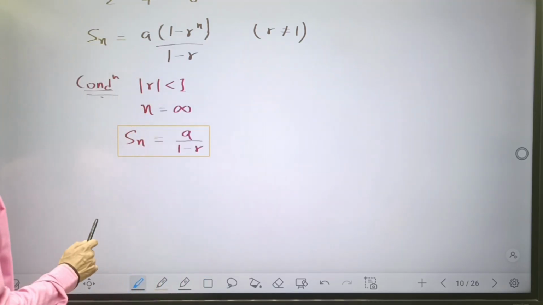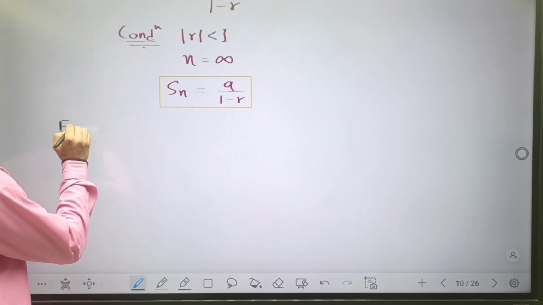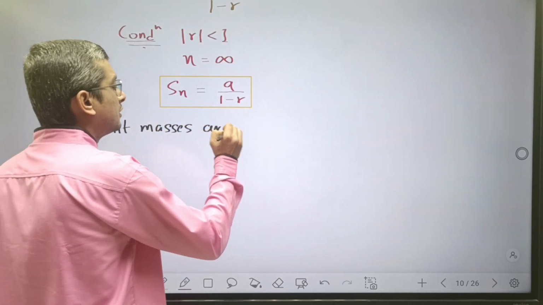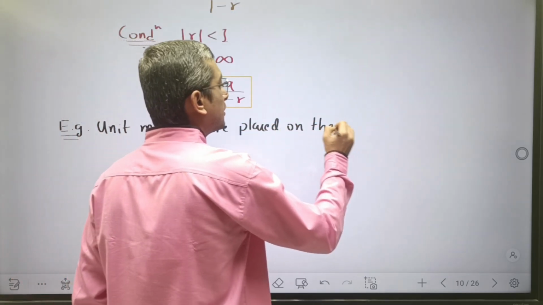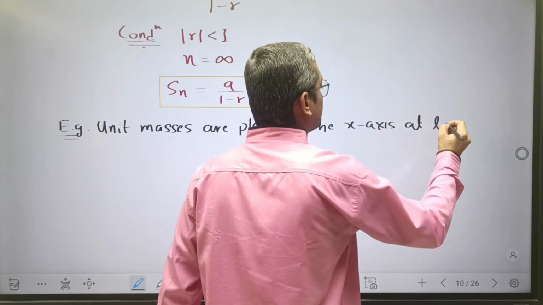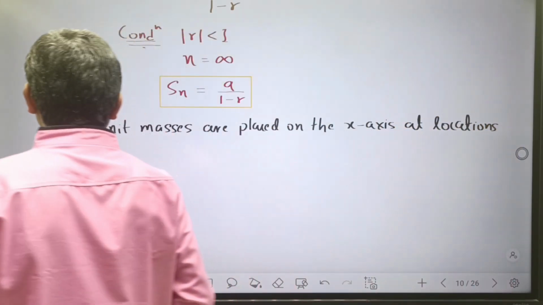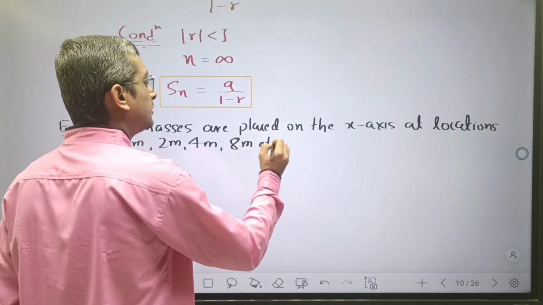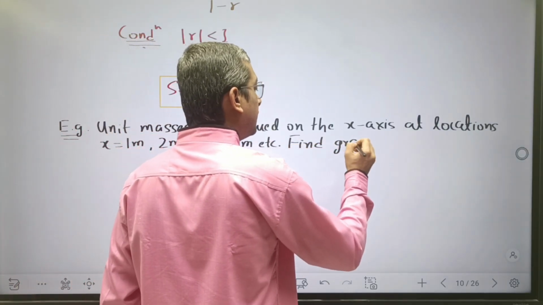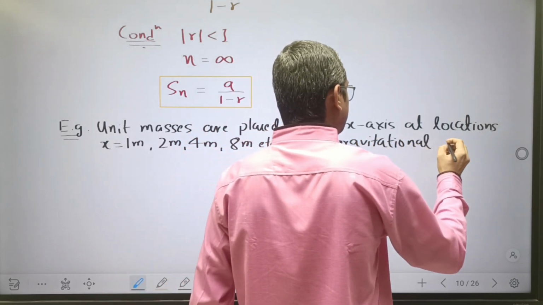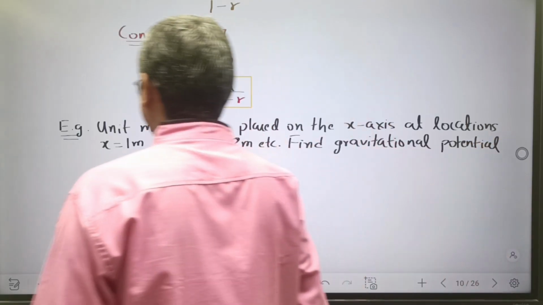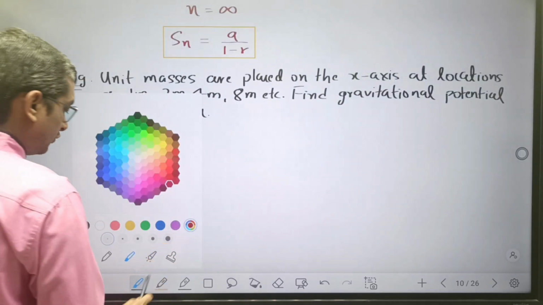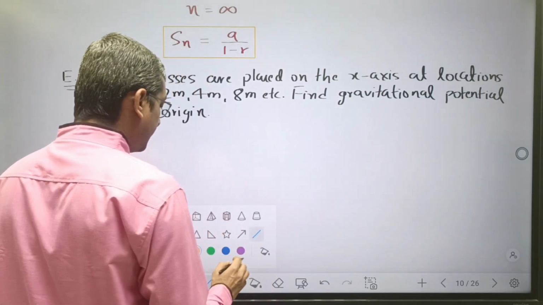Now the example question which is asked in those chapters: unit masses are placed on the x-axis at locations x = 1 meter, 2 meter, 4 meter, 8 meter, etc. Find the gravitational potential at the origin.